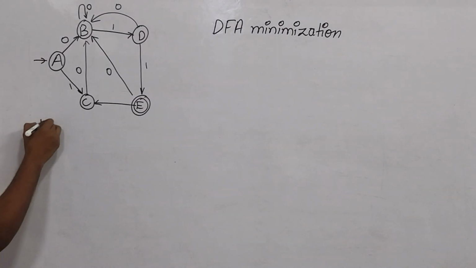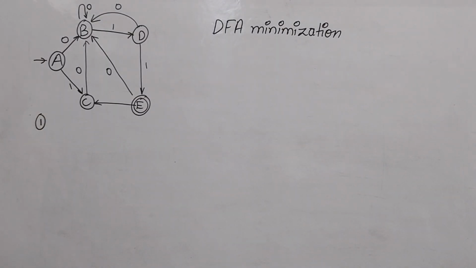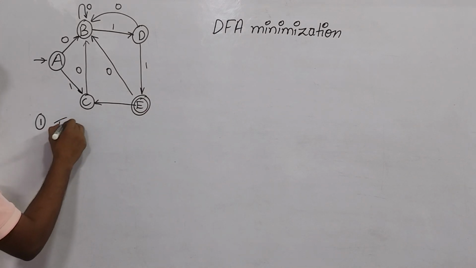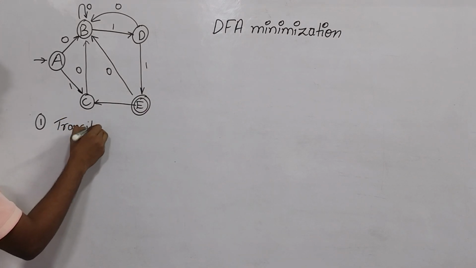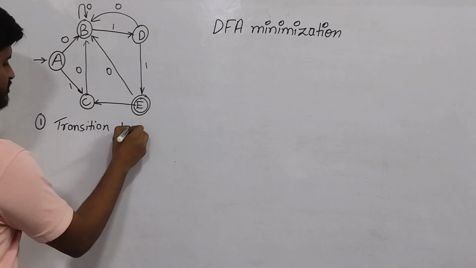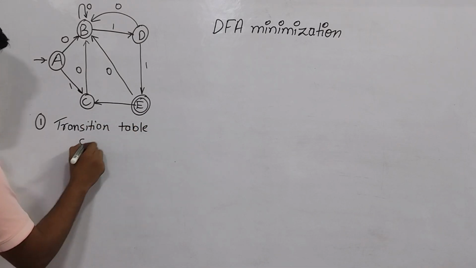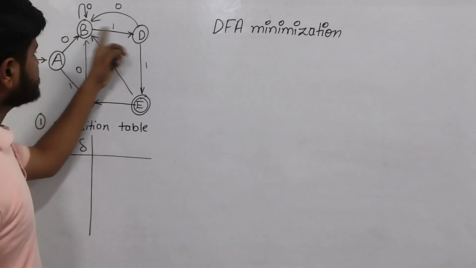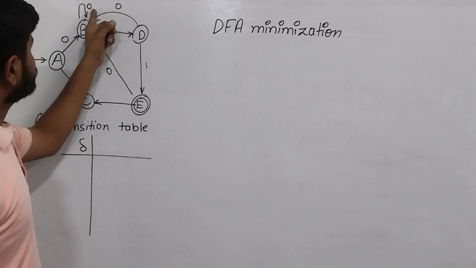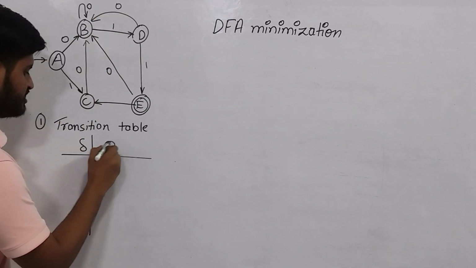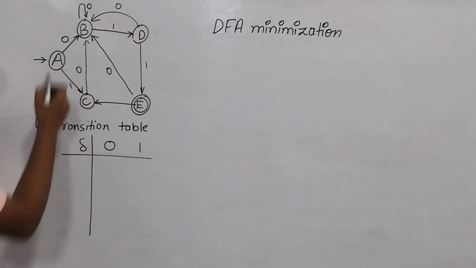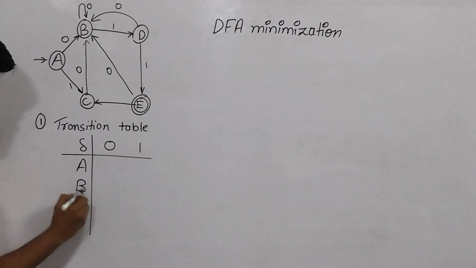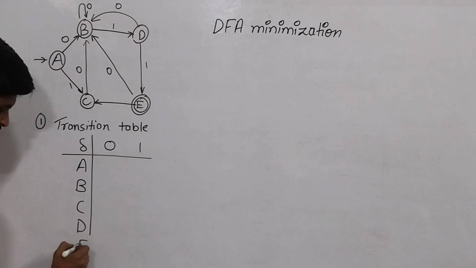So the first step is to write the transition table. The transition table will be represented using delta, and my input symbols to move from one state to another. I have used 0 and 1. What are my states? A, B, C, D and E.